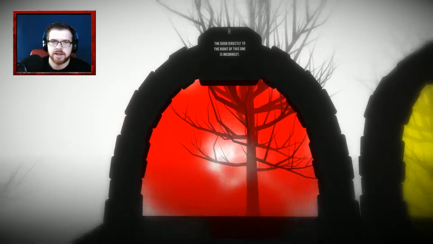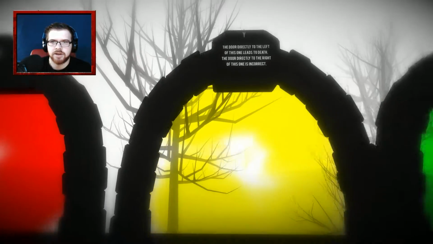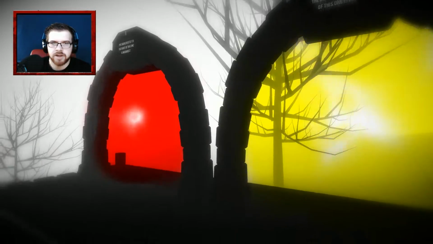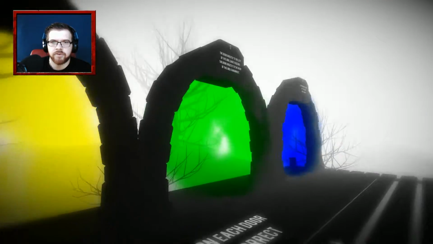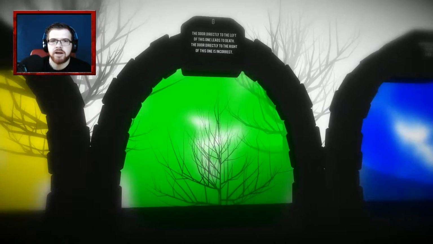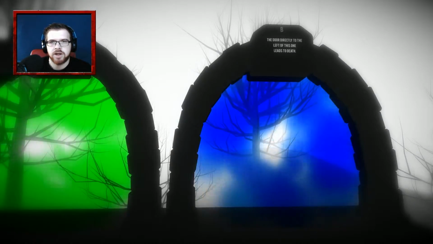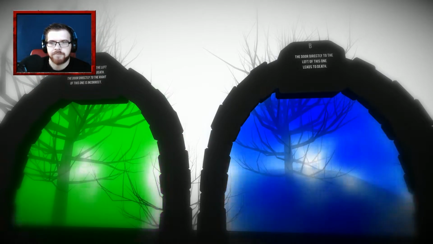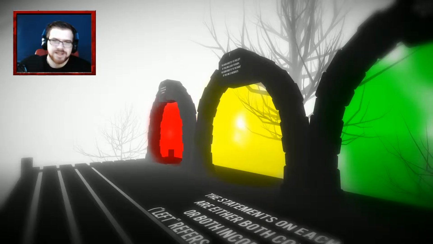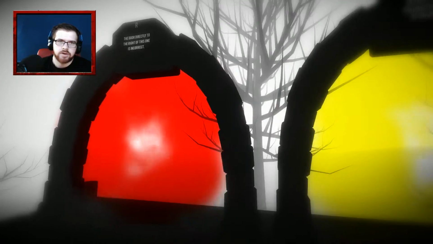If red is correct, then it would mean the door directly to the right of this one is incorrect, which means the door to the left of this one leads to bacon. The right one on the right is correct, that would mean that leads to death. And this one's incorrect, which would mean that leads to bacon. So the red one is not correct.